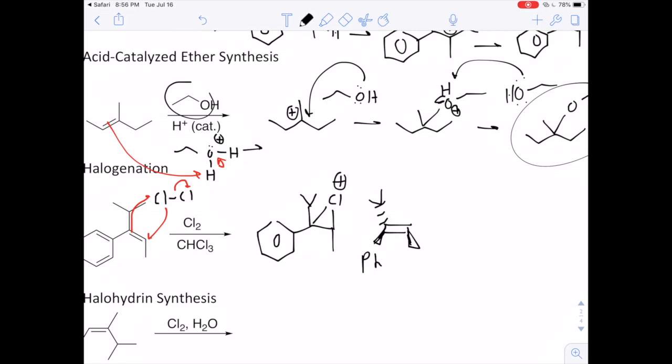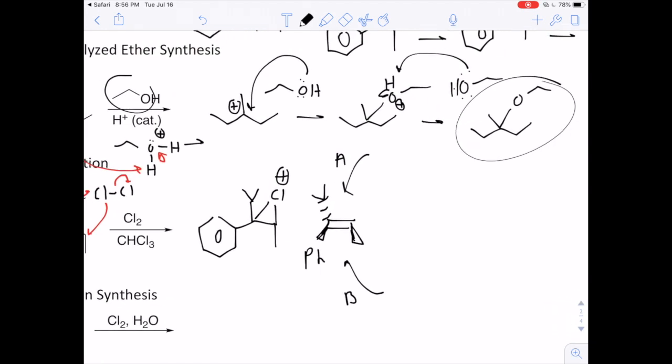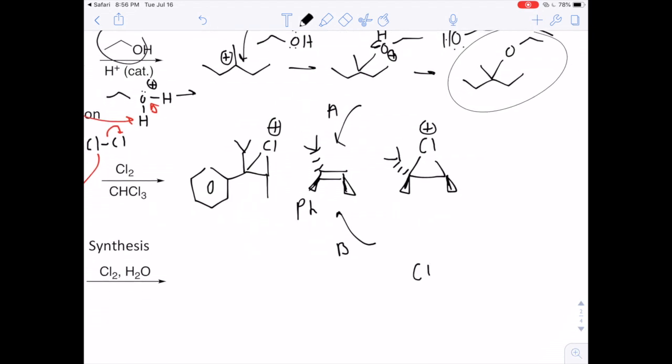You can rationalize that chlorine can either approach from the top face or from the bottom face. Let's call that A, and let's call that B. The result of chlorine coming from the top face would be something that looks like this. And the result of chlorine coming from the bottom face would look something like this. So we see that we have two different major stereoisomers of this, but we're not done yet. This is the main chlorine-halogen bridge.